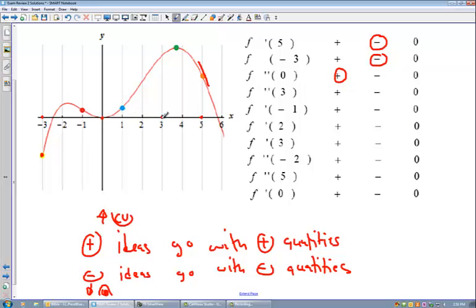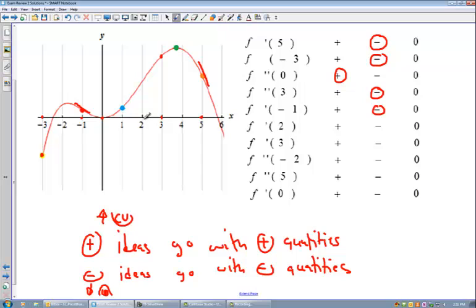F double prime of 3, well, here's 3. I look up on the graph. Now this is concavity. It's part of a frown, so it's concave down. So it goes with a negative. Negative idea, negative quantity. F prime of minus 1, well, here's minus 1. Then up here on the graph, I see the rate of change is going down, so it's also negative.